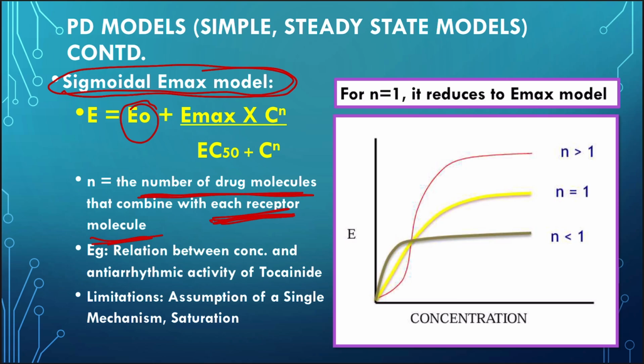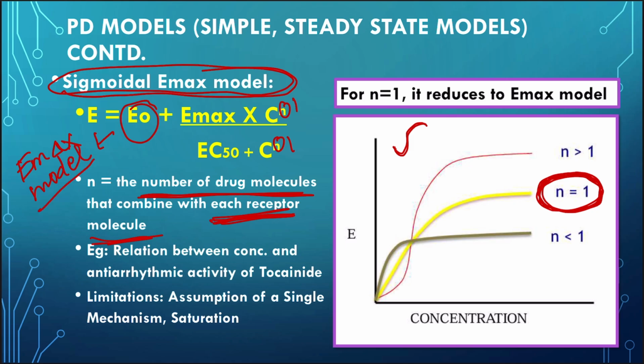So here you can see we will get a sigmoid shape curve, and based on the value of n, the shape of the curve changes. When n is equal to 1, this is a special situation. In that case, this will turn into 1, this will turn into 1, and as you can see, now it has reduced to the Emax model formula.